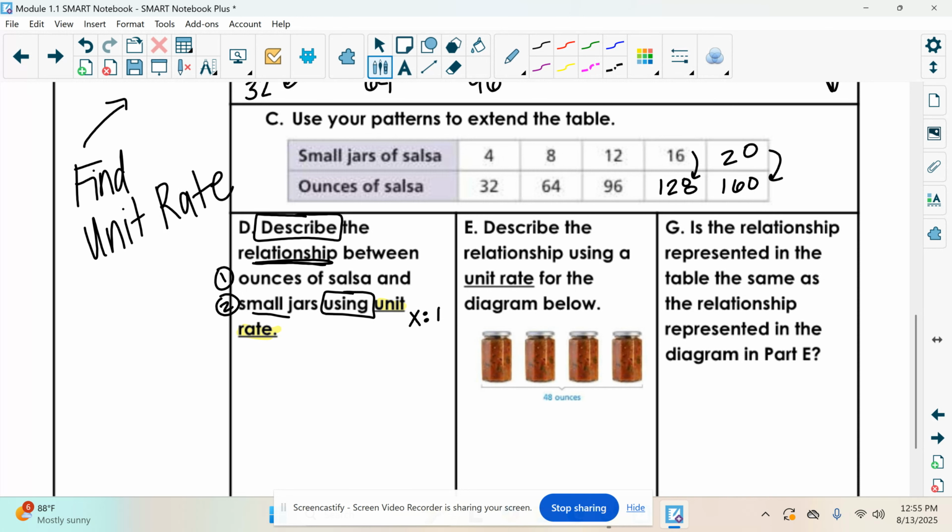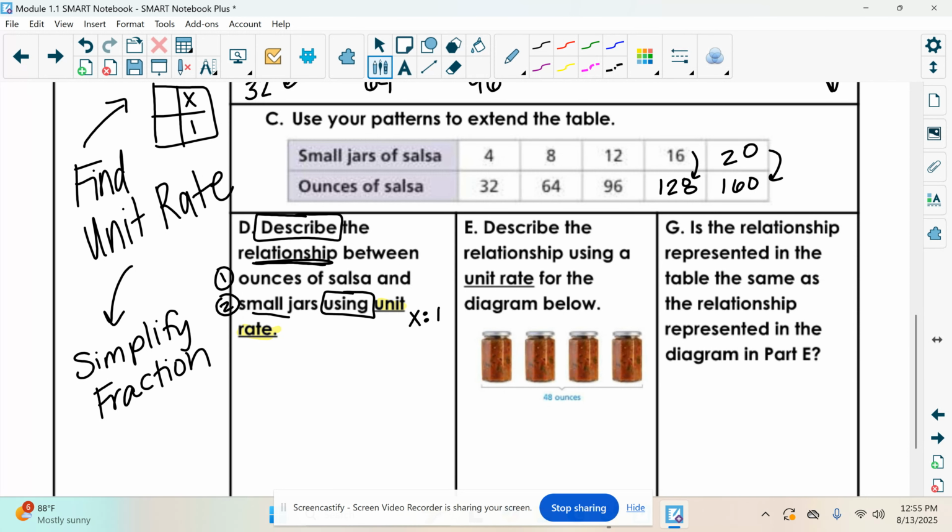Your first option is a ratio box. And in your ratio box, that top right will always be the number you're looking for. And the bottom right will always be your 1. Your second option is to make it a fraction and then to simplify the fraction, because didn't we say a ratio can be written as a fraction? Haven't we said that before?